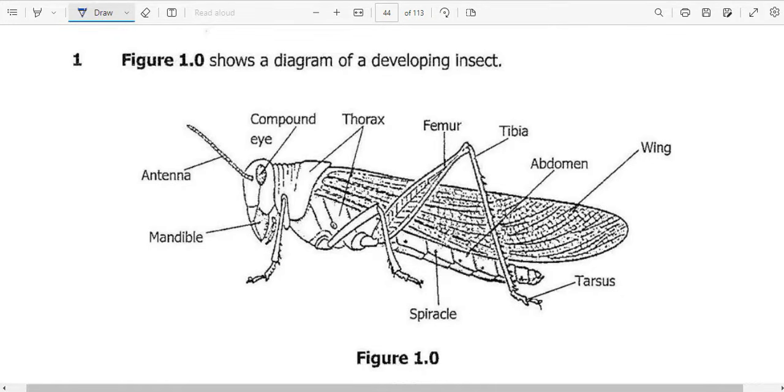So the first question is, figure 1.0 shows a diagram of a developing insect. When we look here, this is an insect. How can we know that this is an insect? Number one, the characteristic that shows this is an insect is that the body is divided into three parts. When you look at an insect, we have different parts which have been labeled here. So now we can look at the question.